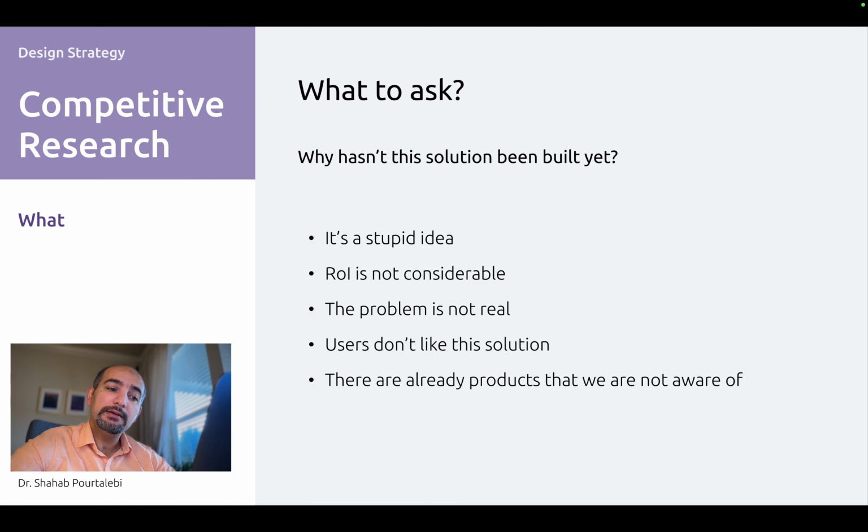And there are already products that we are not aware of. That would be a case, and that's a case that, based on my experience, happens a lot. When you do your competitive research, you figure out that, oh my God, the people that I interviewed, none of them knew about the products that are out there already, and those products are working very well. Maybe their marketing strategy is not that good, or maybe there's another problem that the potential users don't know.